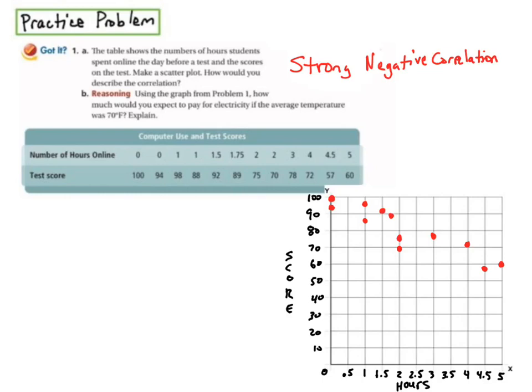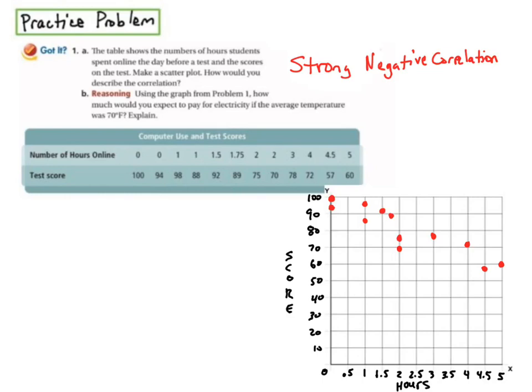The second part of this question says, use the graph from problem 1. How much would you expect to pay for electricity if the average temperature was 70 degrees Fahrenheit? Explain. Well, that doesn't have anything to do with what we have here, so we have to backtrack. So let's go back and look at the information from problem 1.